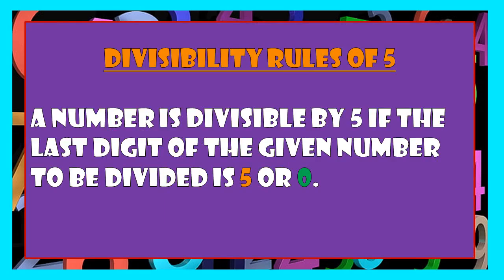So, ano naman yung tinatawag nating divisibility rules of 5? A number is divisible by 5 if the last digit of the given number to be divided is 5 or 0. So, kailan natin masasabi na ang number ay divisible sa 5? Ang number ay pwedeng hatiin sa 5 magkapantay na grupo na hindi kinakailangang i-divide sa 5 para lang malaman natin na ang number ay divisible sa 5. Kapag ang isang number ay nagtatapos sa digit na 5 o kaya 0.